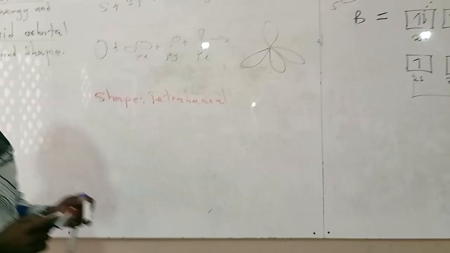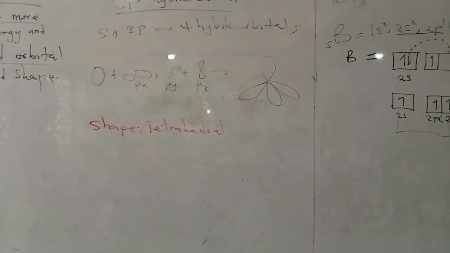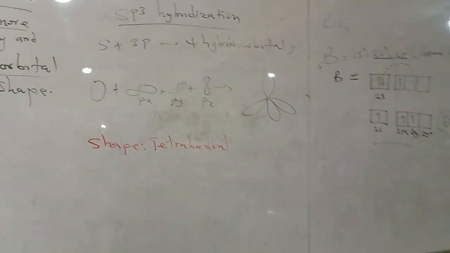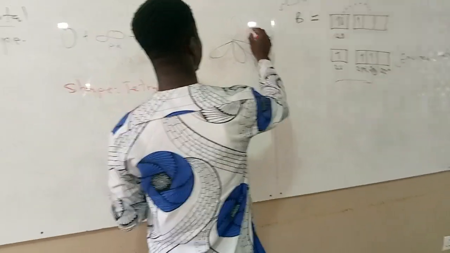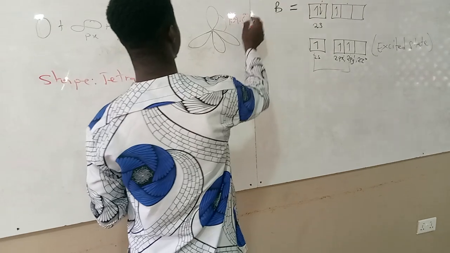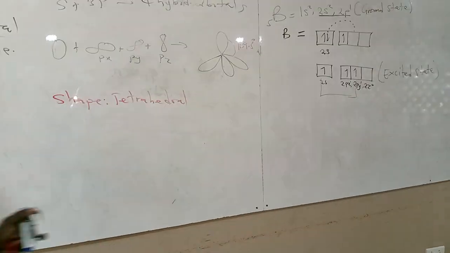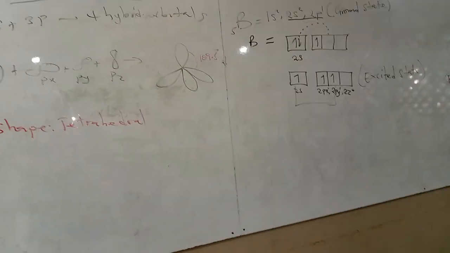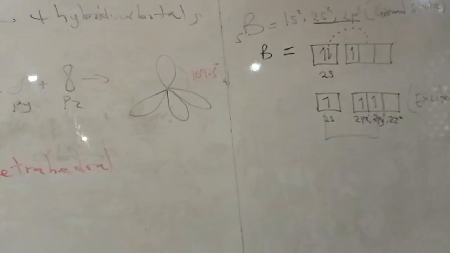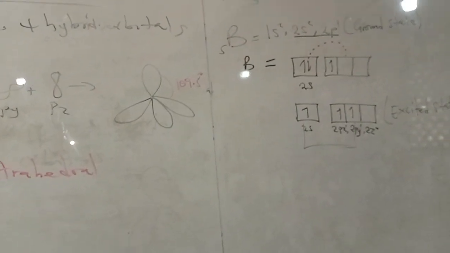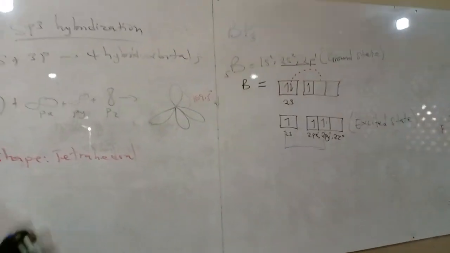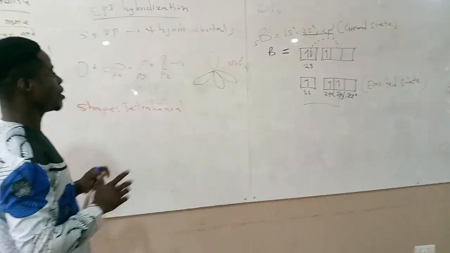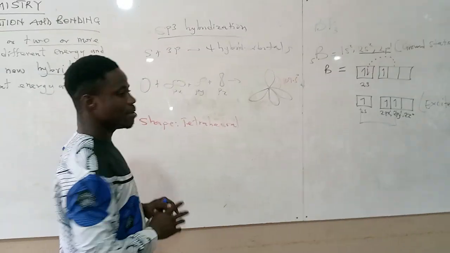So this is tetrahedral in shape. The shape of this is tetrahedral, and the bond angle from here to here is 109.5 degrees. The bond angle for sp3 hybrid orbitals is 109.5 degrees. So basically, these are the things you need to know. It forms 4 hybrid orbitals, bond angle of 109.5, and the shape is tetrahedral.